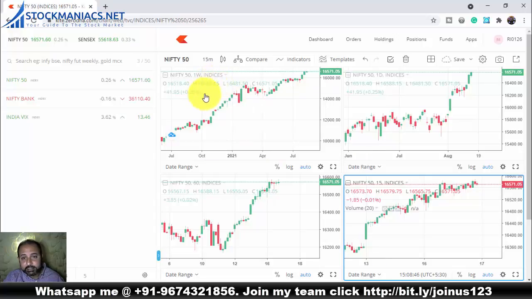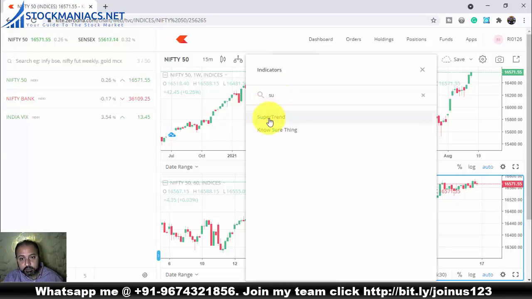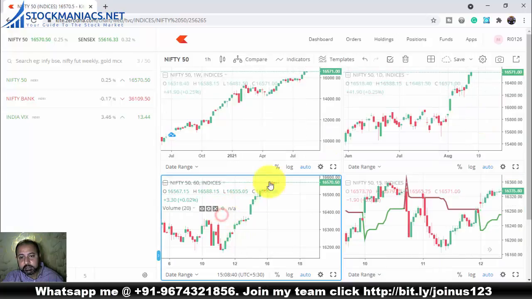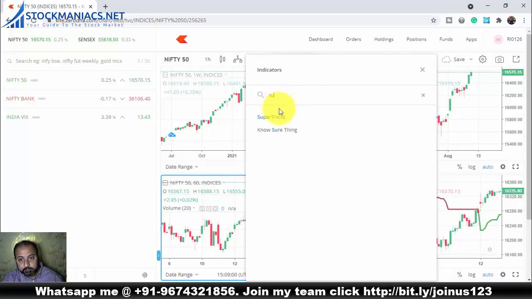Now let us add the indicators. Suppose I'll be adding the super trend indicator over here. So let me write super trend. So super trend is added on the 15 minutes. Next one also let me add super trend. So super trend is added on the hourly.